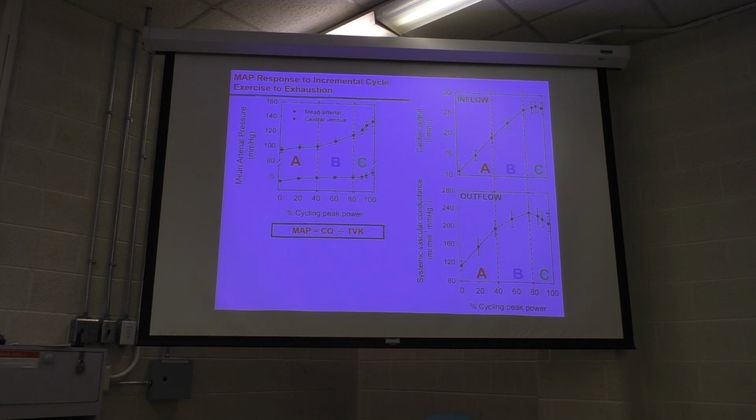Okay, so blood pressure, again here we have cycling at peak power. This is mean arterial pressure, so this is the inflow side of things. Down here we have central venous pressure, which is the outflow side. Remember, if we want to increase the pressure gradient, we can increase mean arterial pressure or decrease central venous pressure. So in A, again, this is a low to moderate activity. We've got only a slight increase in mean arterial pressure.